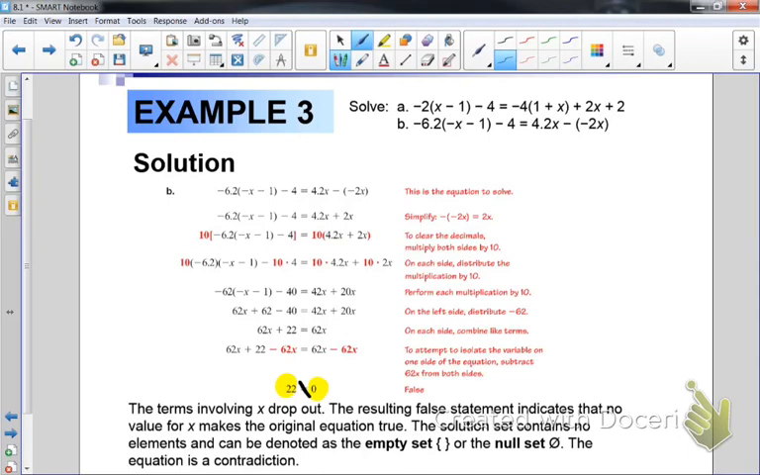So again, we have 3 possibilities: one solution, an infinite amount of solutions, and no solutions whatsoever, which is the empty set.